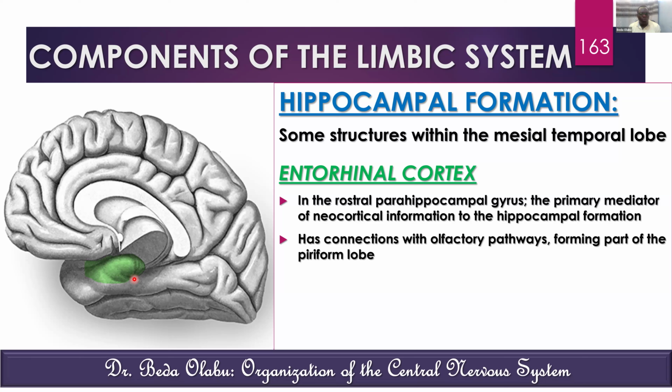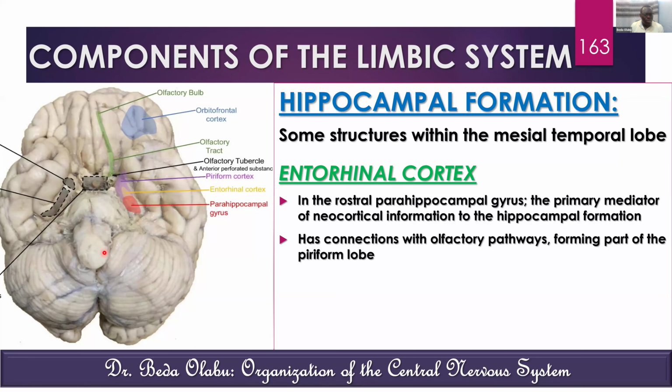And therefore could form part of the piriform lobe, which is considered the primary olfactory area. We think that entorhinal cortex could also be a big region with some zones. And so there are zones which have this olfactory role, and then there are some zones which actually have the limbic functions.